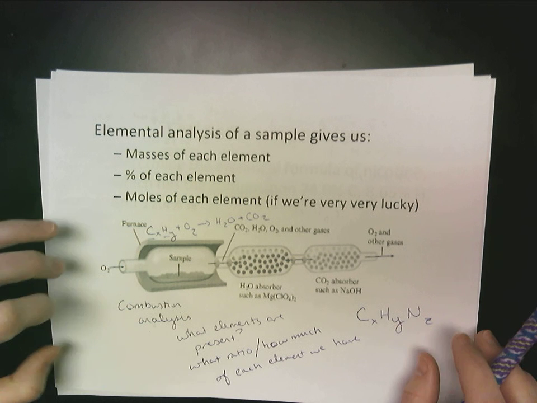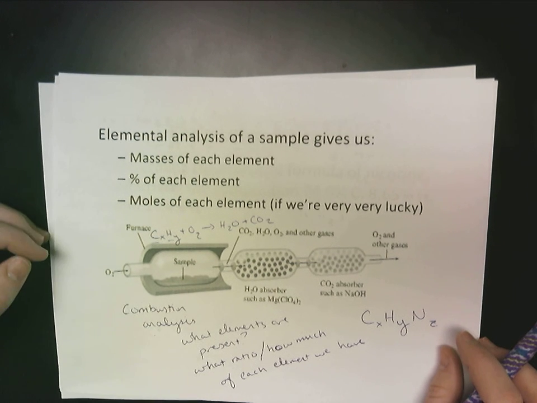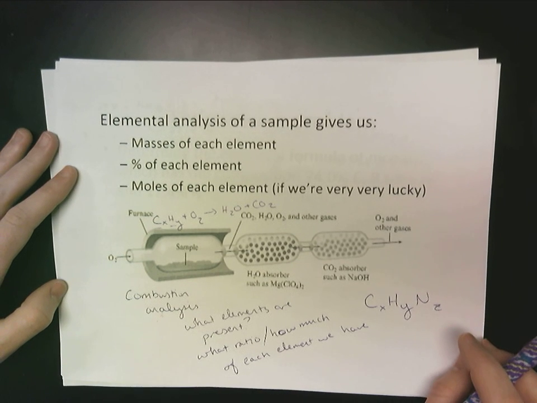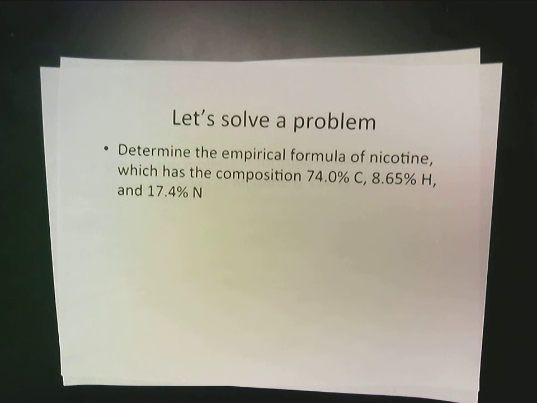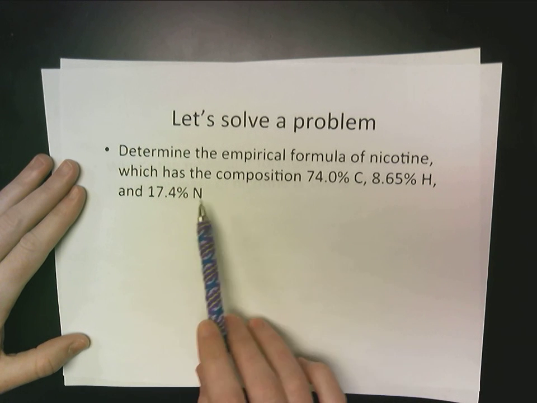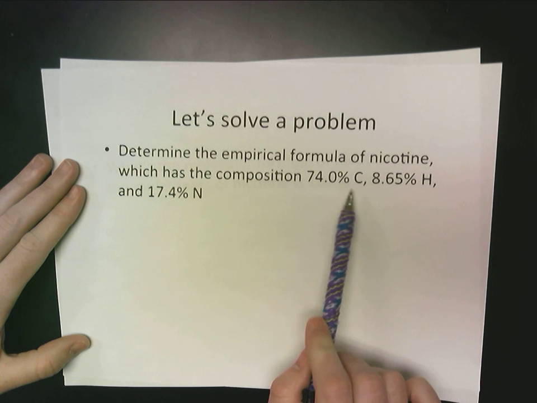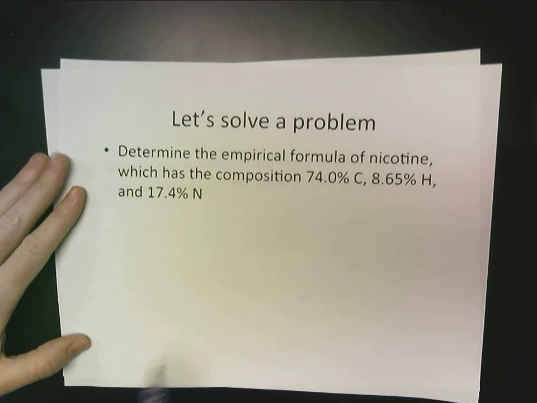This type of analysis will only give you the data to find an empirical formula, the ratio of things, rather than a molecular formula, which is the actual molecular composition. So this is the type of problem that you're going to end up seeing. If you did a combustion analysis on nicotine, you would find that it's 74% carbon, 8.65% hydrogen, and 17.4% nitrogen.